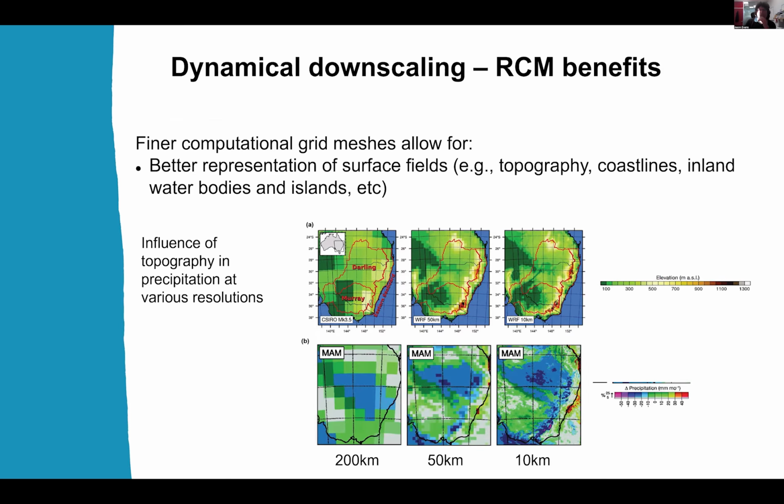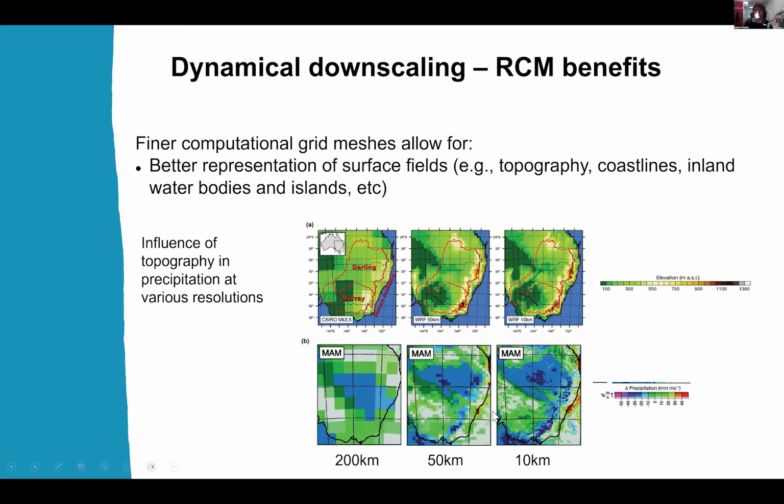And we resolve our surface fields a lot better. So in the top row here, you can see the topography by a model that has like 200-kilometer resolution on the left, 50-kilometer resolution in the middle, and 10-kilometer resolution on the right. And you can see that there's quite a big difference as we go down. 50 kilometers not so bad, but a couple of 100 kilometers is quite bad in representing the topography.